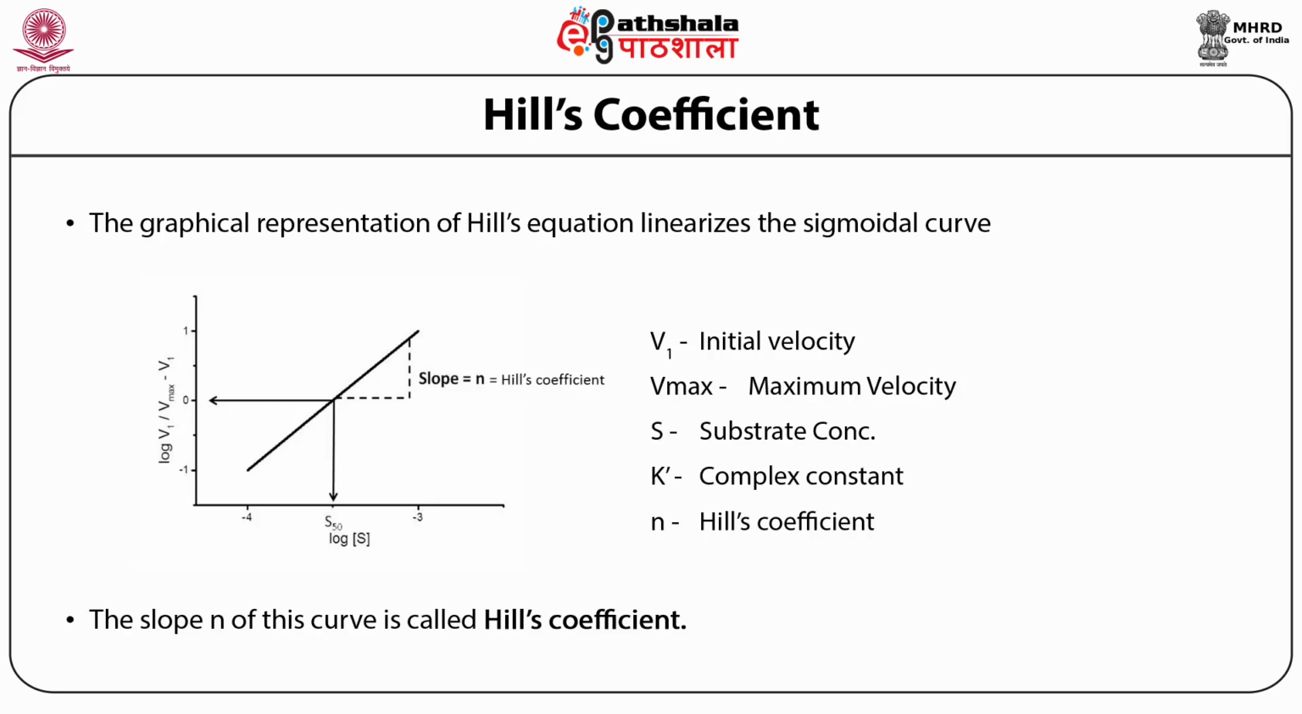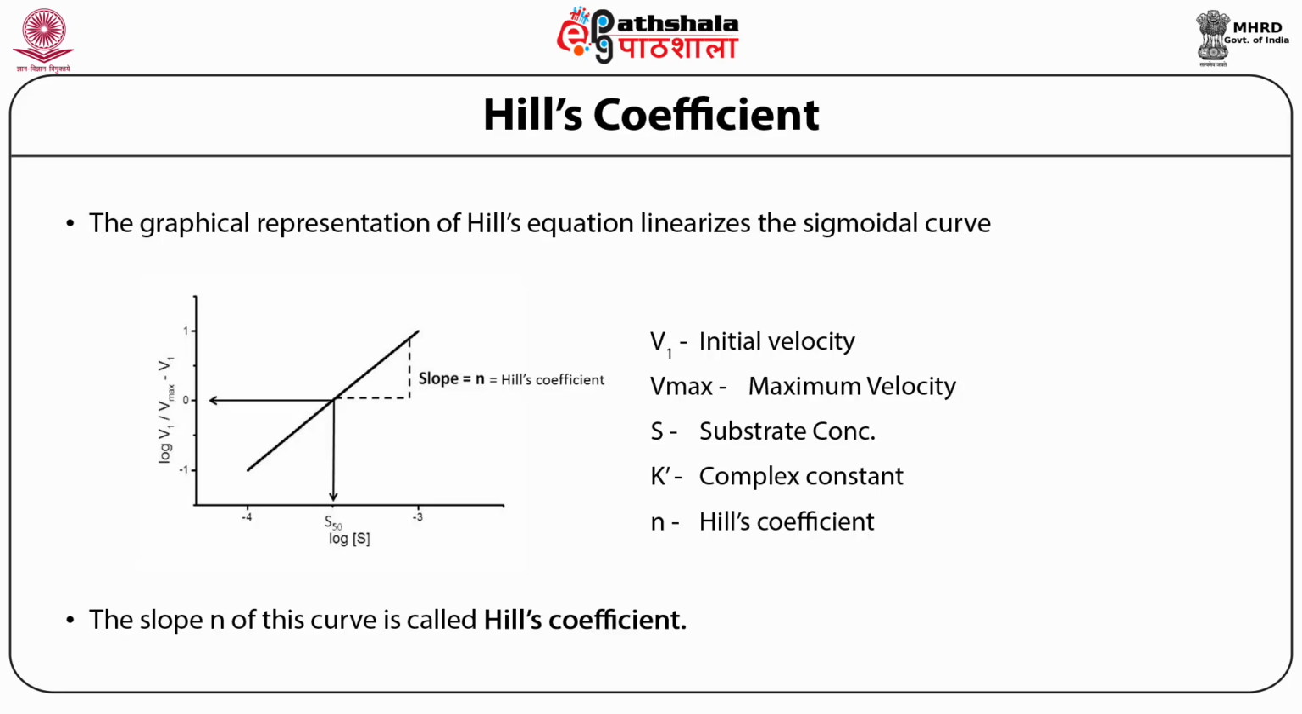When we do the graphical representation of Hill's equation and find out the slope of that linear line, we can find out the Hill's coefficient value. And a perpendicular line dropped on the x-axis from the point where the y-axis log V1/(Vmax minus V1) is 0 intersects at a substrate concentration termed S50.